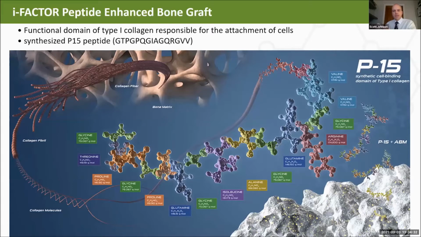So P15 represents a small amino acid segment of type 1 collagen. This is the functional domain of type 1 collagen that's responsible for cellular attachment. And this sequence is naturally occurring within type 1 collagen. We simply synthesize the amino acid sequence synthetically and then bind the peptide directly to the surface of a calcium phosphate carrier, effectively making the calcium phosphate scaffold biofunctionalized.